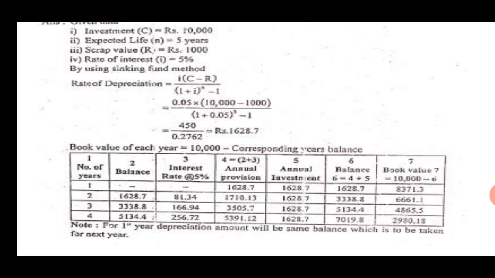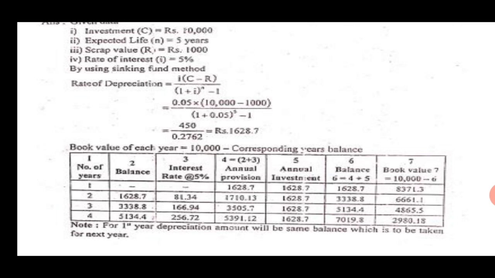This is in column 4. The annual investment, that is the depreciation amount, is 1628, fixed for all the years. You can see it is a fixed amount. So the balance, that is 4 plus 5, is 1710 rupees plus 1628, and you get 3338. The book value at the end of the second year will be 10,000 rupees minus 3338, that is 6661 rupees.